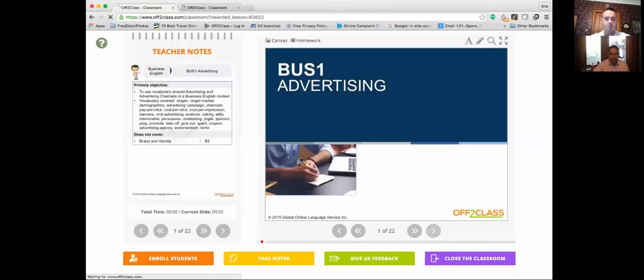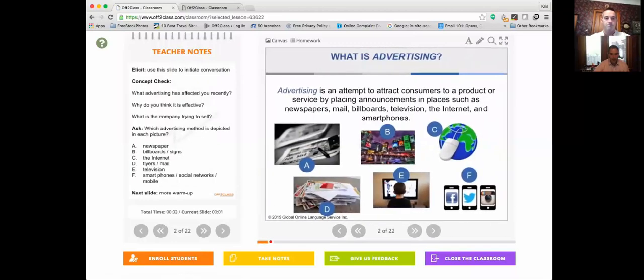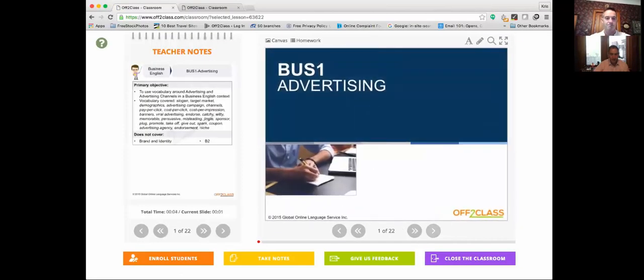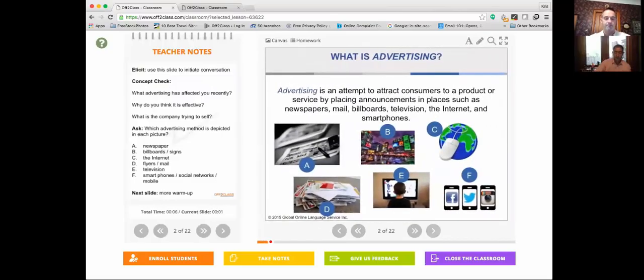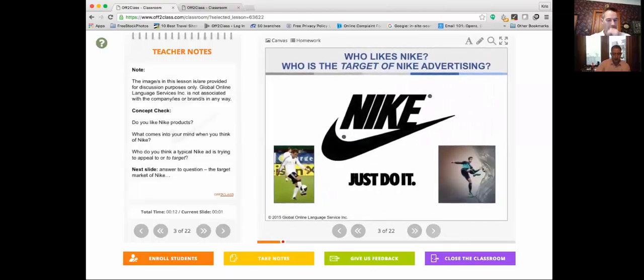And you've got the lesson content on the right and the teacher notes on the left. The lesson content is for the student, is for the lesson. The teacher notes are for me. The teacher notes sync with each slide, and they coach me on how to teach each lesson, each slide.